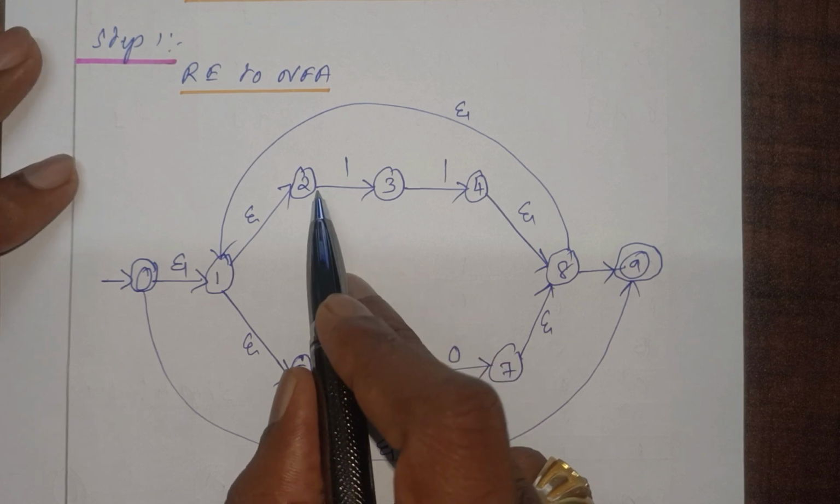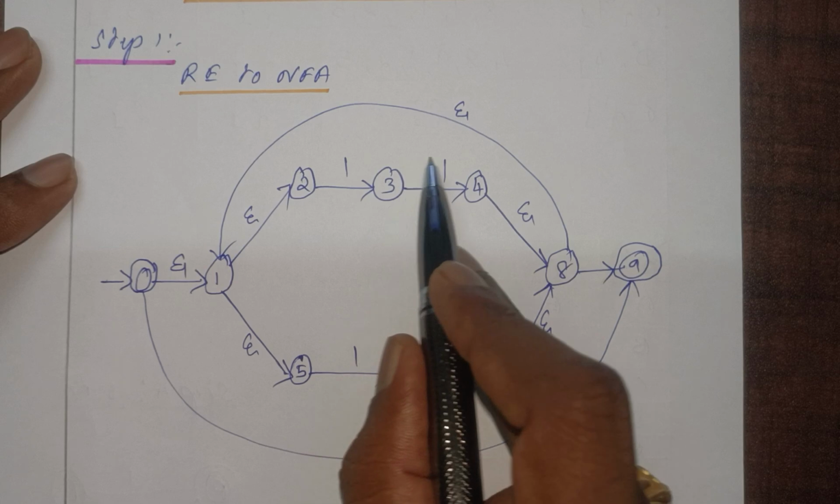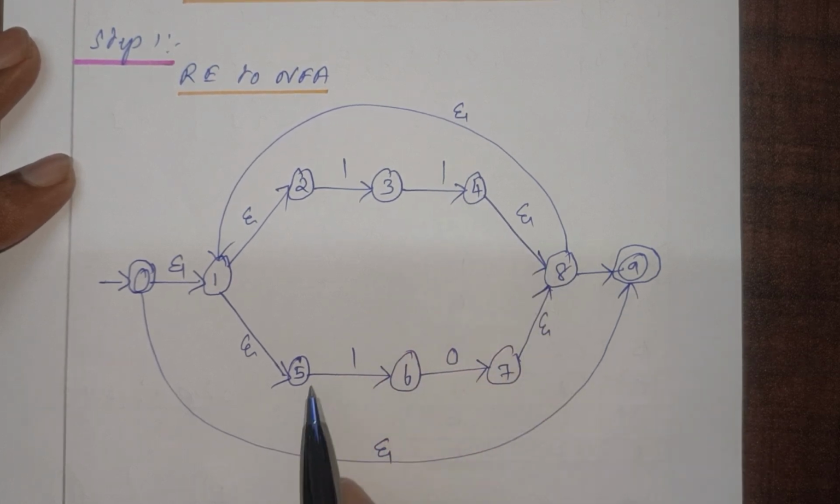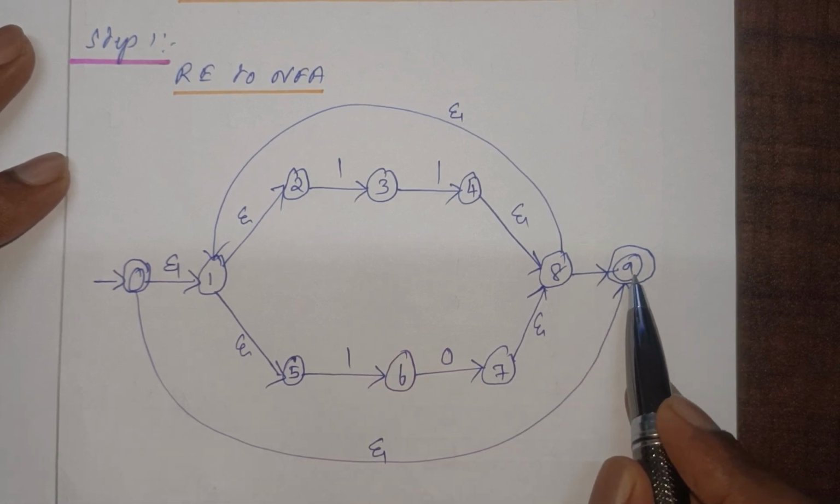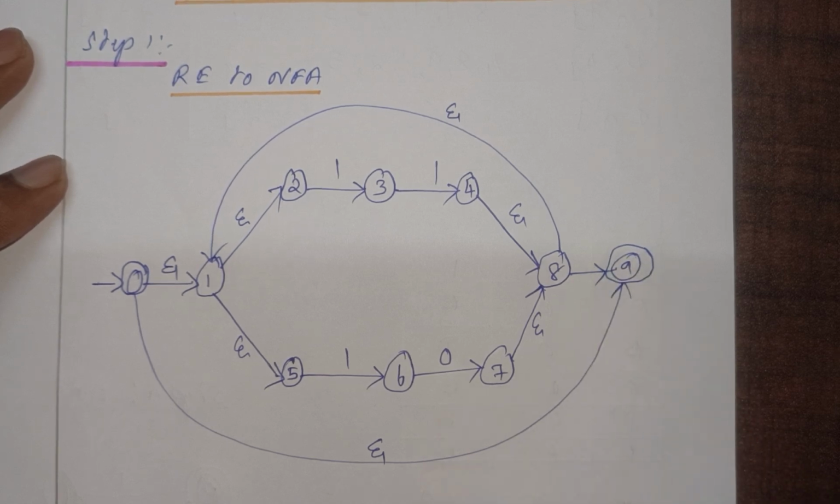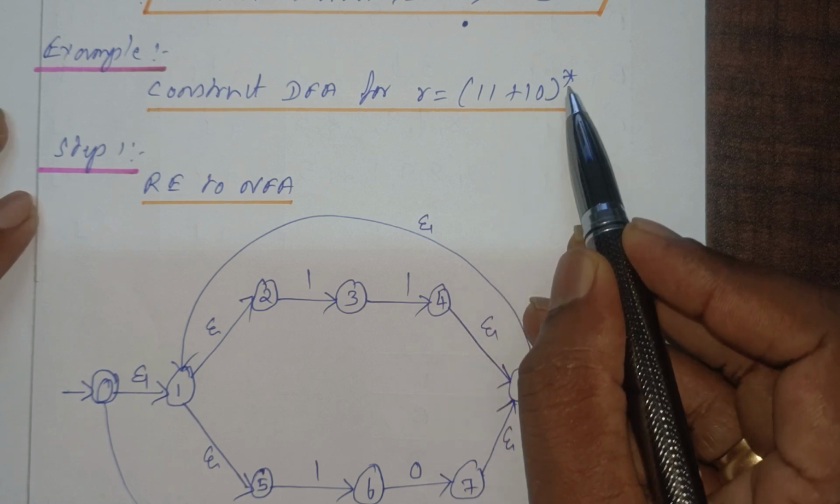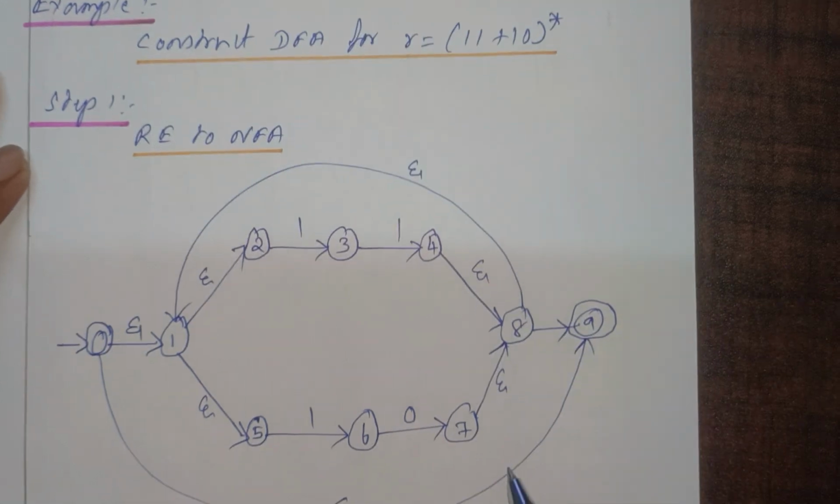Now state 2 is taking 1 to reach 3. Again there is a 1 to reach 4, and it reaches 8 with epsilon. So or 10 to reach 8. Finally we have state number 9, which is called the end state. Now, for example, here (11 + 10) the whole star. This operation is completed. We are going to complete this star operation.